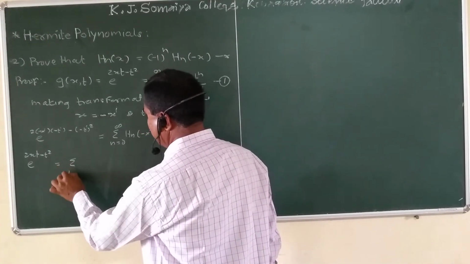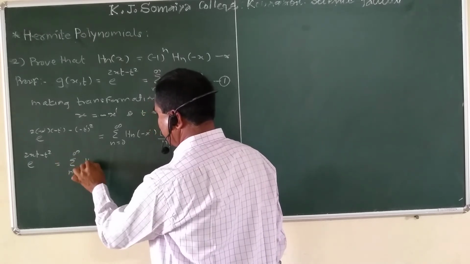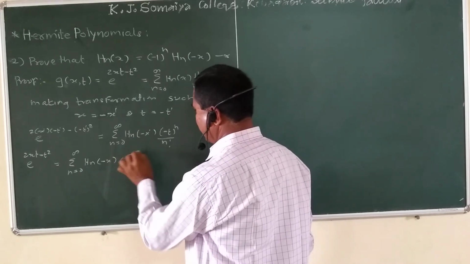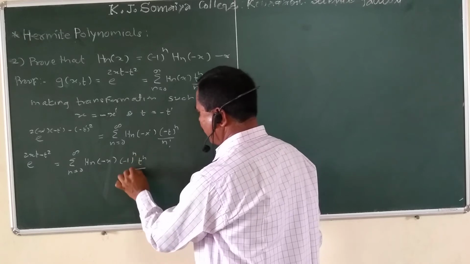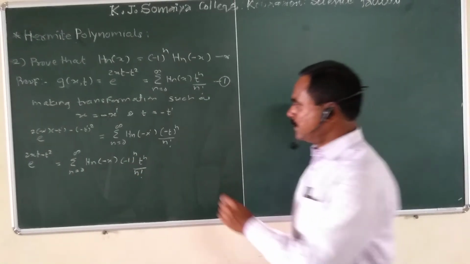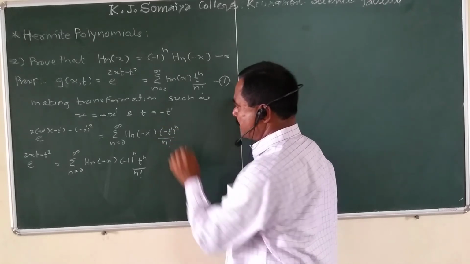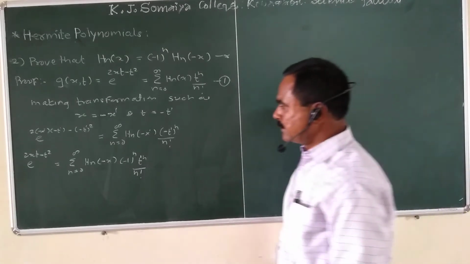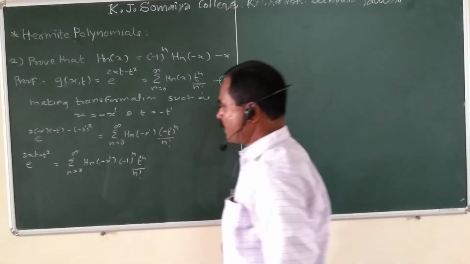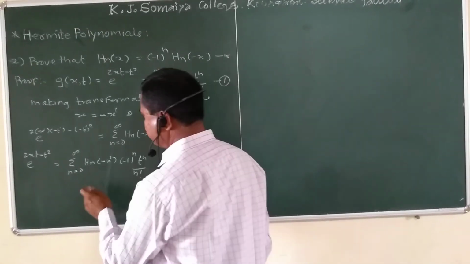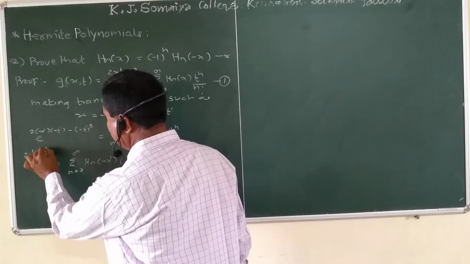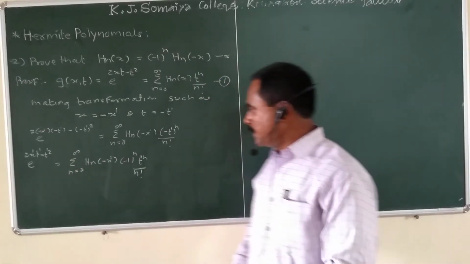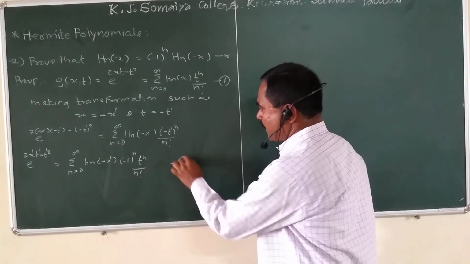equal to summation n from 0 to infinity H_n of minus x, then minus 1 raised to n t raised to n upon n factorial. So here is x dash, t dash raised to n, here is dash. I forgot to put the dash. So this is equation second.